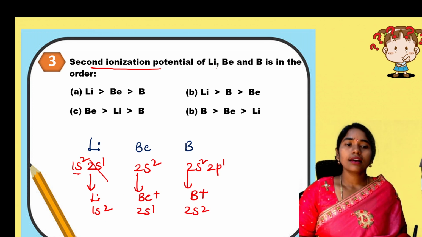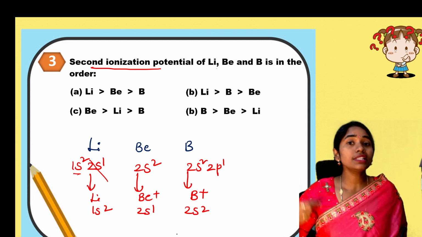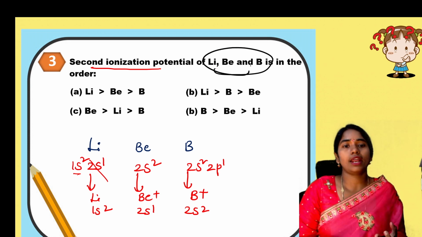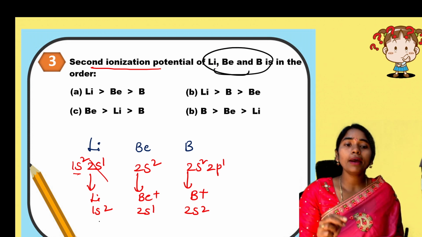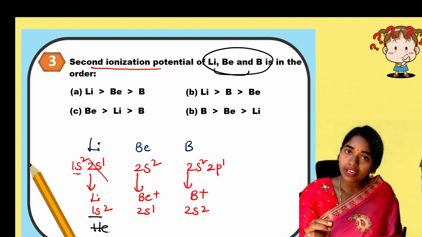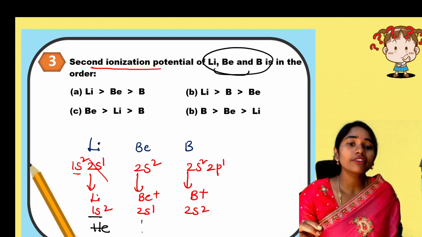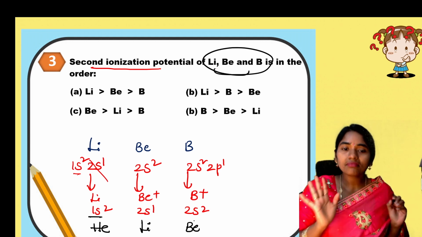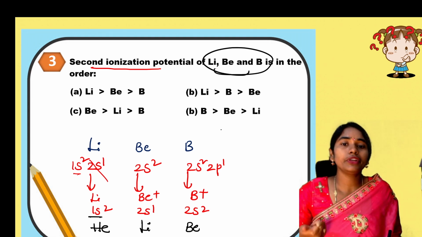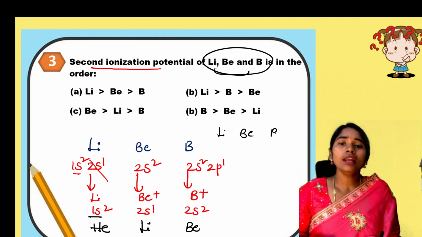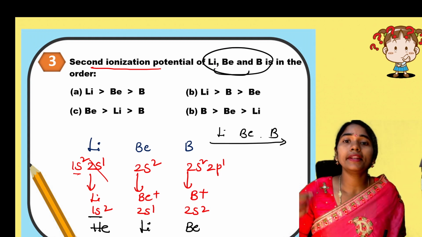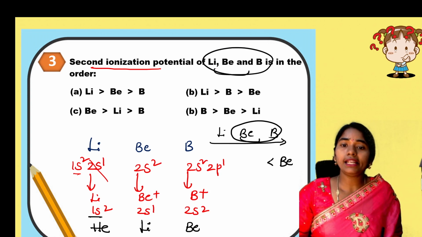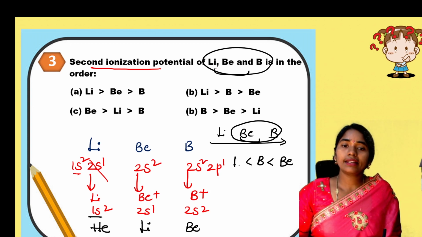Now from here you have to remove a second electron. They are asking which needs more energy, the trend. You compare. 1s2 is the configuration of helium. 2s1 is the electronic configuration of lithium. 2s2 is the electronic configuration of beryllium. As I told you in a previous video, lithium, beryllium, boron, left to right, ionization energy increases. But the exception is beryllium, boron, because beryllium has completely filled electrons in s. So you get this configuration.